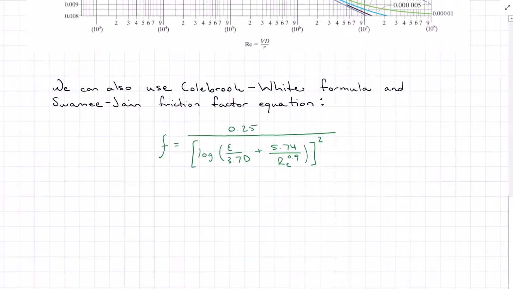This gets us similar predictions to the Moody diagram, but again, because we've got so many factors in play for turbulent flow and the age of the pipe and the interior of the pipe, all of these are pretty much best guess at best.